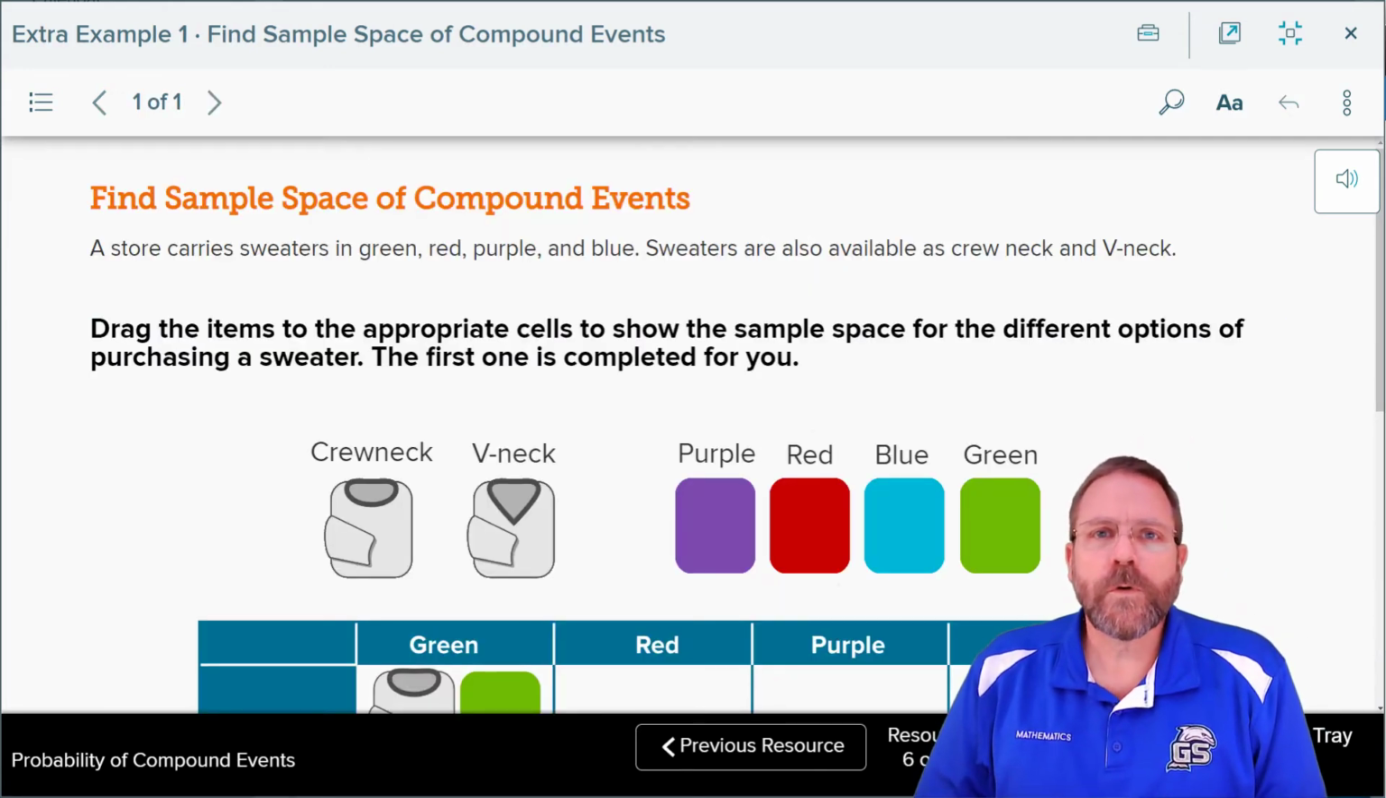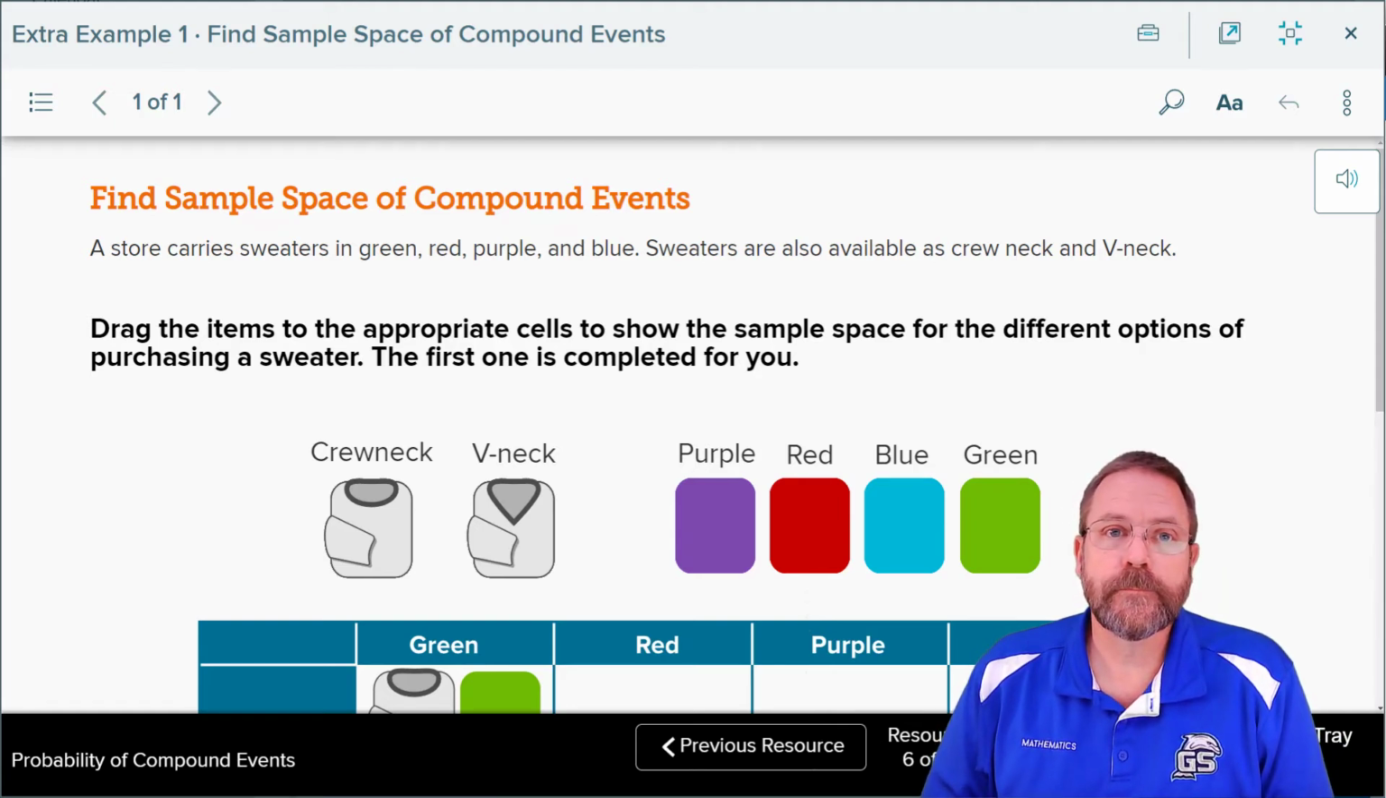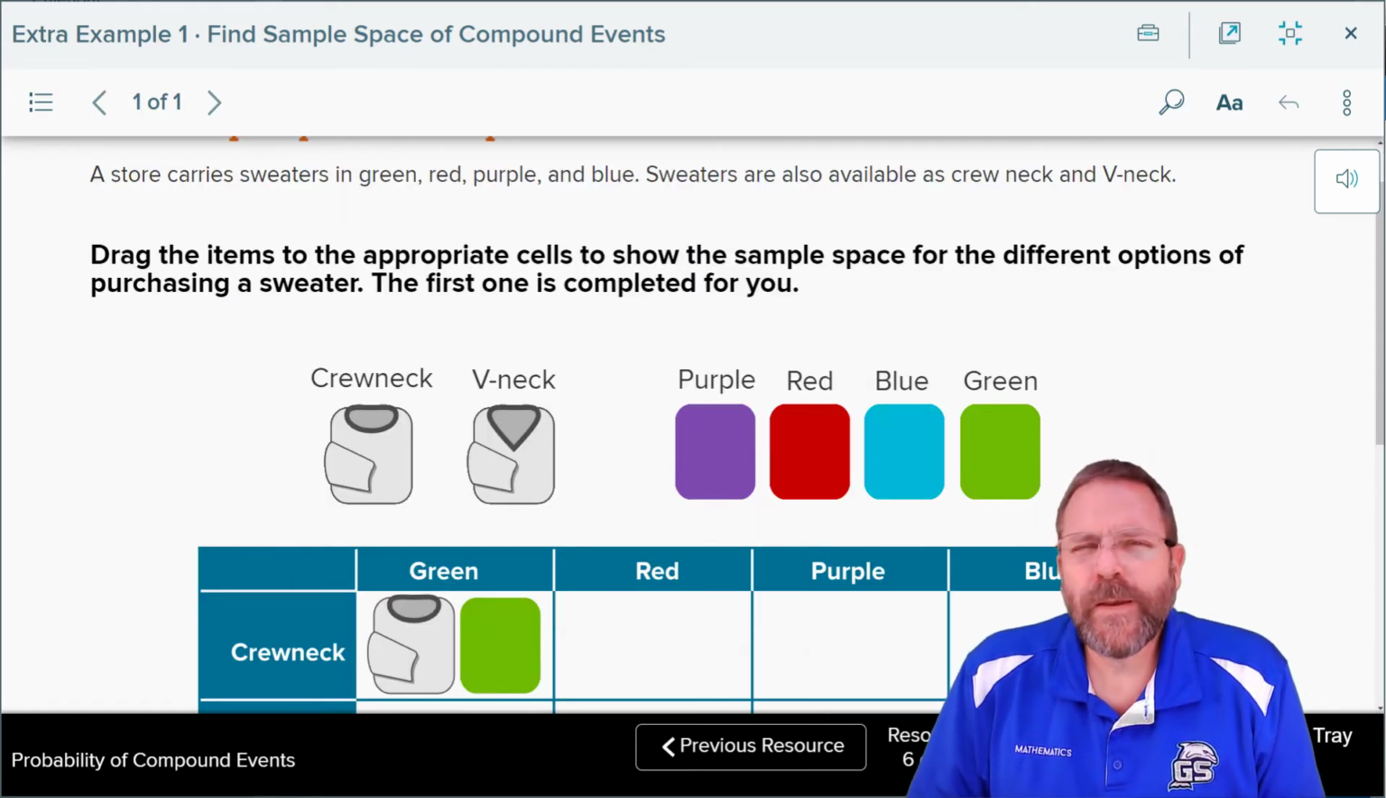Now it's going to be your turn. Pause the video, work extra example 1 on your own. How did that go for you? This table is a little different than the other tables we did, isn't it?